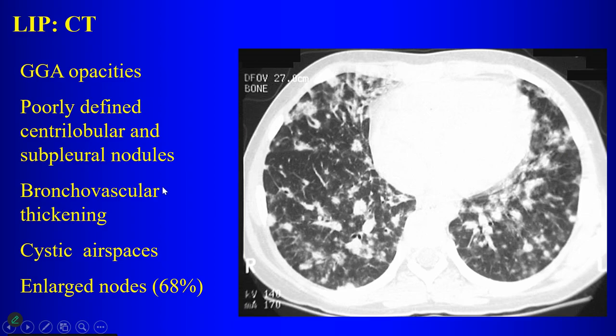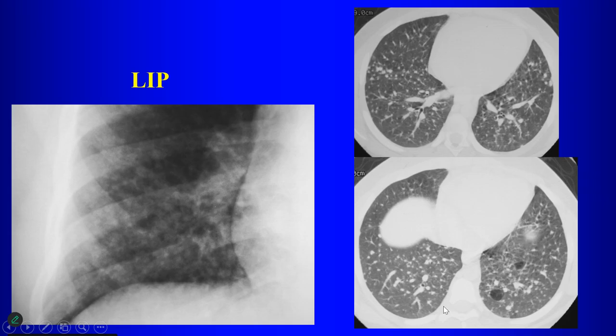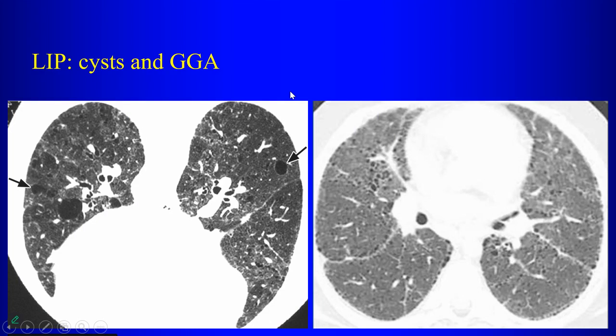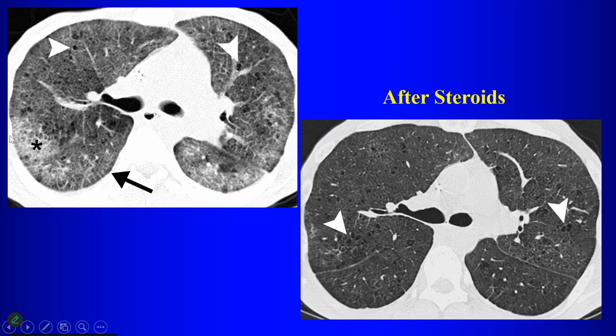Here's an example with nodules, somewhat larger nodules. You can have that. The most specific finding really for LIP is the cystic disease, right? So LIP is one of our differentials for cystic lung disease, if we see it. So lung cysts, if we see cysts, then think about LIP. Here's some examples. Here's ground glass opacity with cysts. So LIP can give you ground glass with cysts. Here is mostly cystic there.